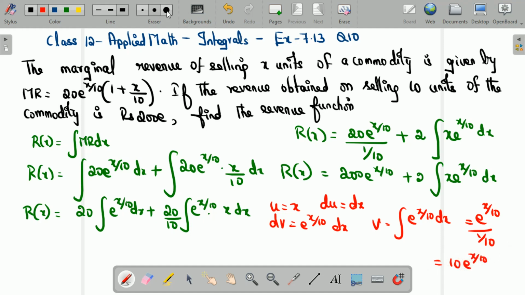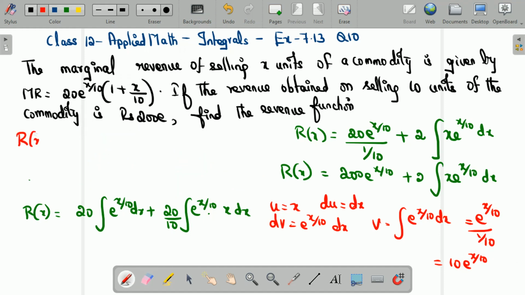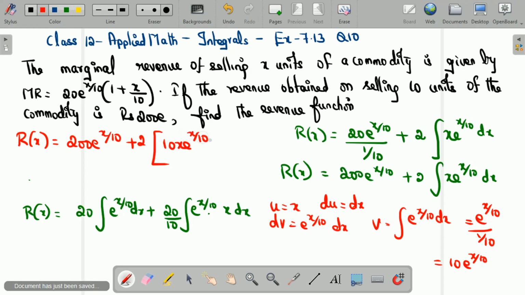Now let's substitute all these values here. R(x) is going to be equal to 200 e^(x/10) plus 2 into, now uv, so this is going to be 10x e^(x/10), now minus the integral of v du, so this is going to be the integral of 10 e^(x/10) dx.